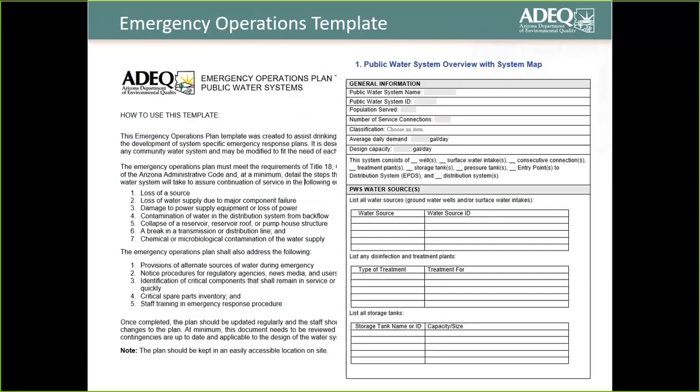We do have a template on our website, and this is kind of what it looks like. Our template does list out all the requirements of the rule, so if you use the template, it's easier to meet all the requirements of the Arizona Administrative Code.